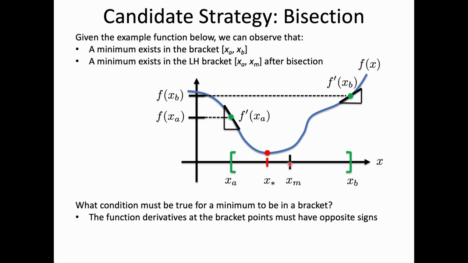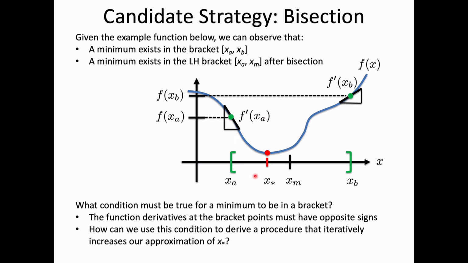But then at xm, we can see visually that the slope is positive. So if we're looking at the right-hand bracket, xm, xb, there's not a change in sign. We go from positive slope to positive slope, so we can't really say that there is a minimum within that bracket. But on the left-hand side, we're going from a negative slope at xa to a positive slope at xm, and then we can assert that there is a minimum within the left-hand bracket.